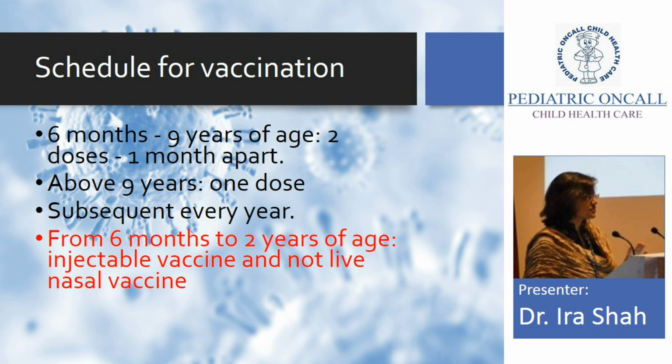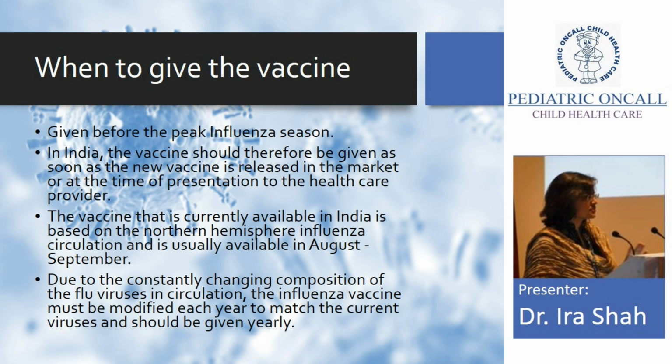Schedule of vaccine, anybody less than 9 years of age. You start from 6 months, but the first time you're giving the vaccine, you need to give 2 doses, 1 month apart. But beyond 9 years of age, you need to take once a year. So you take 1 dose a year. And as I told you, less than 2 years, don't use the live vaccine, use the injectable vaccine. When do you give the vaccine? All your recommendations are before the peak season. So northern hemisphere before the winter, southern hemisphere before the winter. In India, it's all year round. Peak is in June, July.